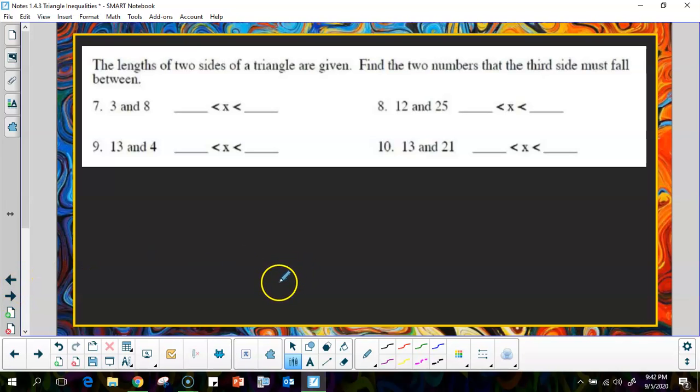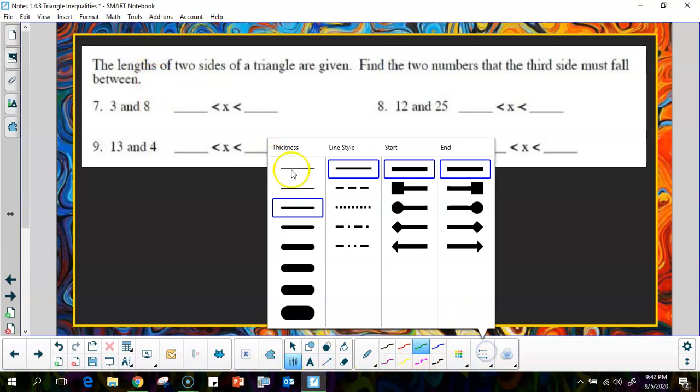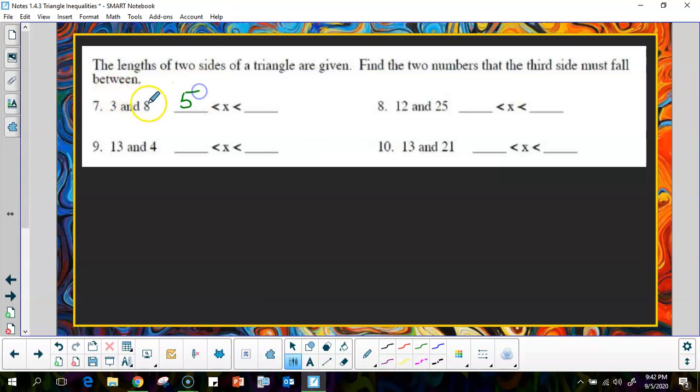Okay, so this is the second type that we went through, where we subtract the 2 numbers. Let me get a better color here. We subtract the numbers to get this minimum, so that's going to be a 5, and then we add them together to get the maximum. So if I've got 2 side lengths that are 3 and 8, the third side length needs to be greater than 5, but less than 11.